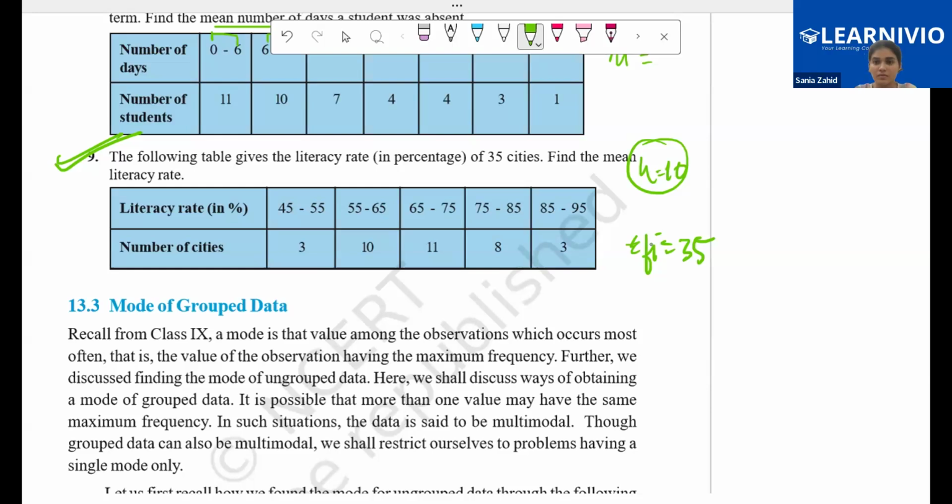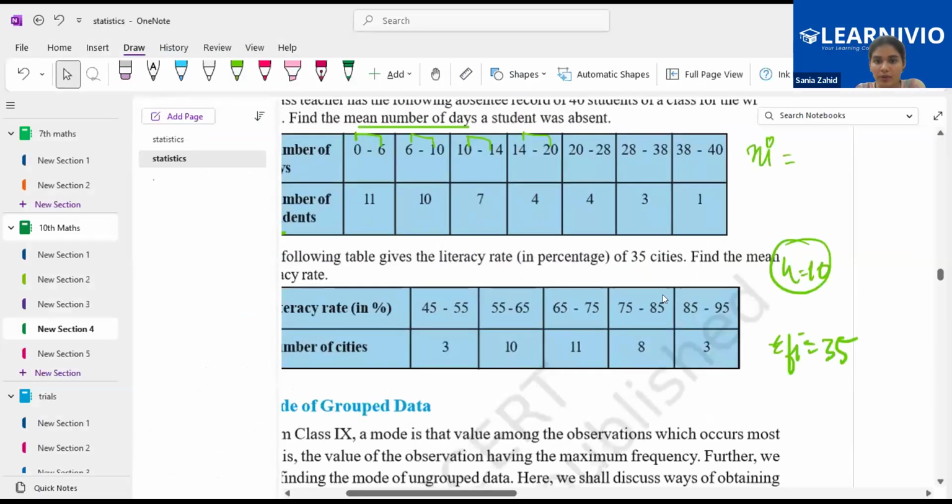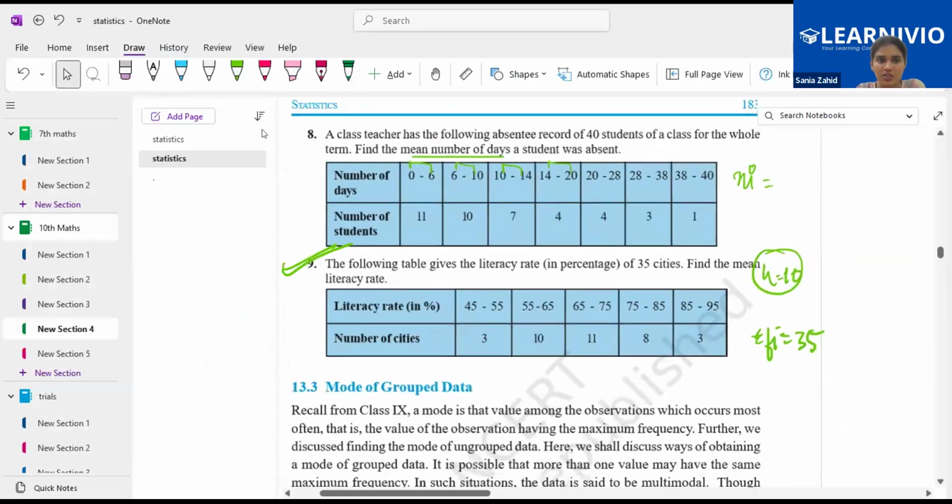70.56. 70.56 you're getting. Yeah. Let's check. It might be correct, it might not be. I don't know, but it's approximately the answer. Let's check.